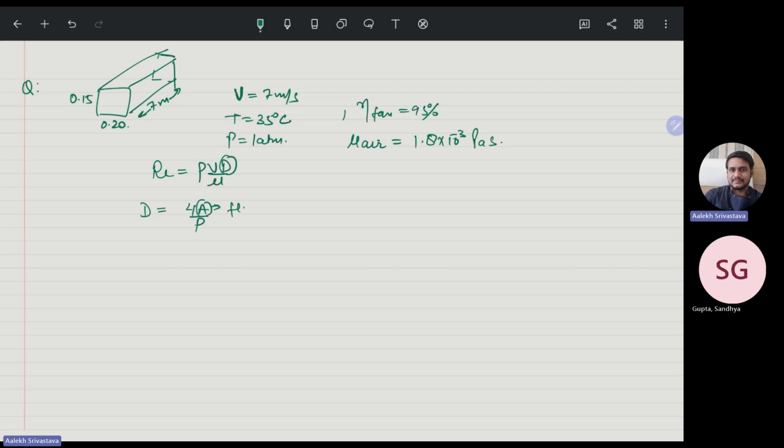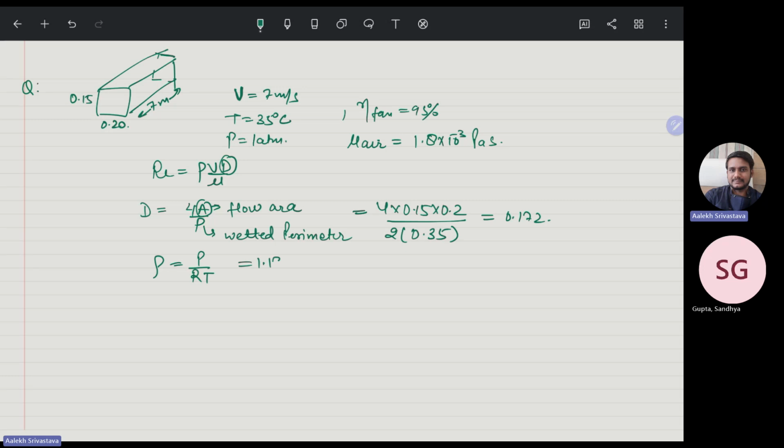Area is the flow area and this P is the wetted perimeter. Therefore, it is 4 into area, 0.15 into 0.2, divided by the wetted perimeter, which is the perimeter of the surface, 2 times L plus B, that is 0.35. So if you solve, we will get 0.172. Now, density we don't know, therefore we will apply the ideal gas equation because air can behave as an ideal gas, and you will get around 1.13 kg per meter cube.